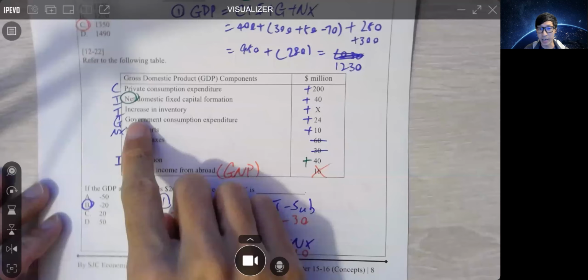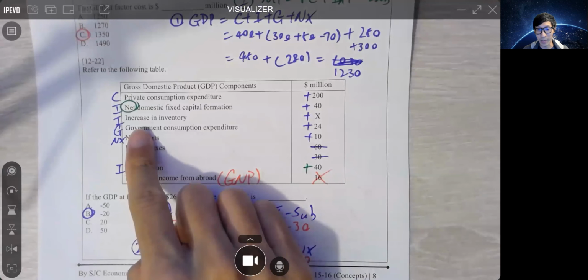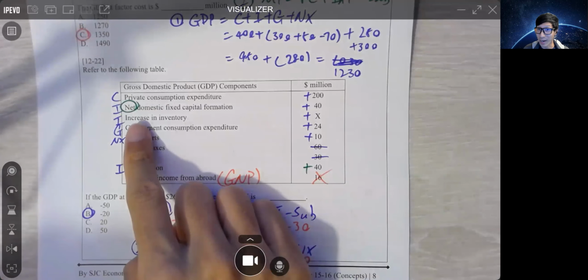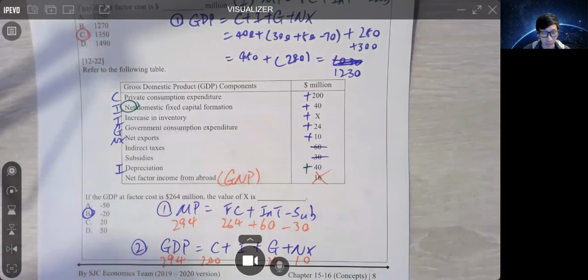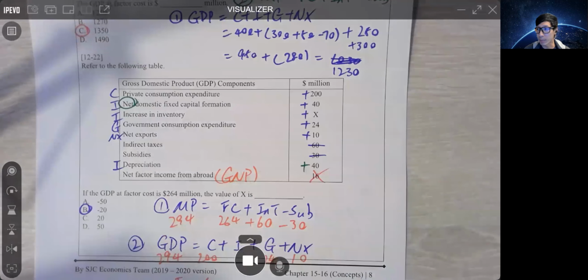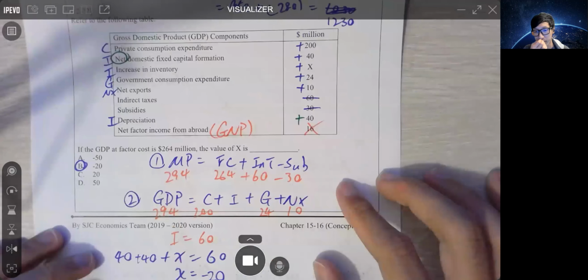But this question is a bit off. It shouldn't use the word increase, it should use the words change in inventory. A minus 20 with increase is self-contradictory, right? So a little bit confusing, I think. All right, now let's move on to the next page then.